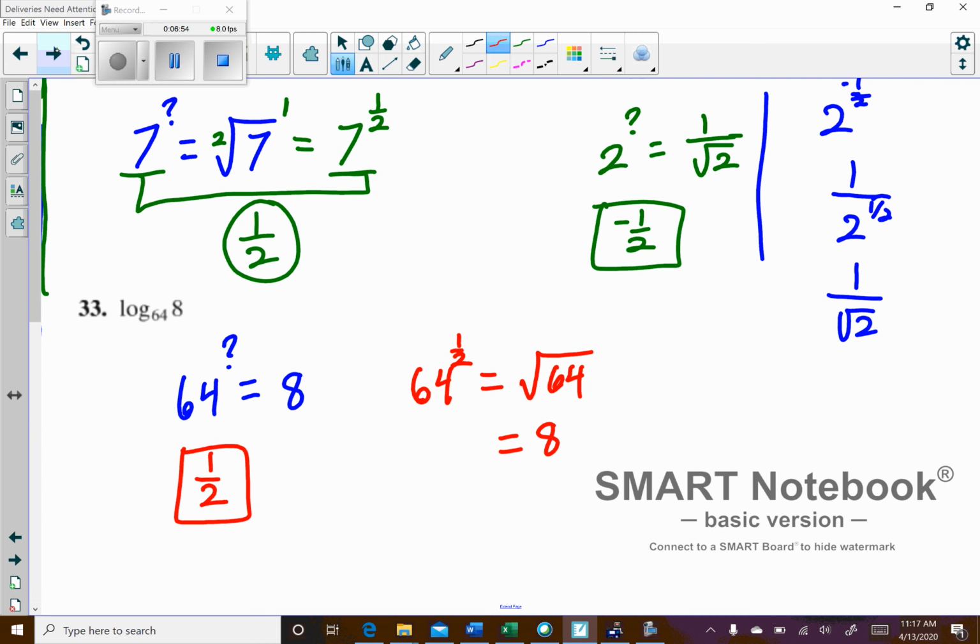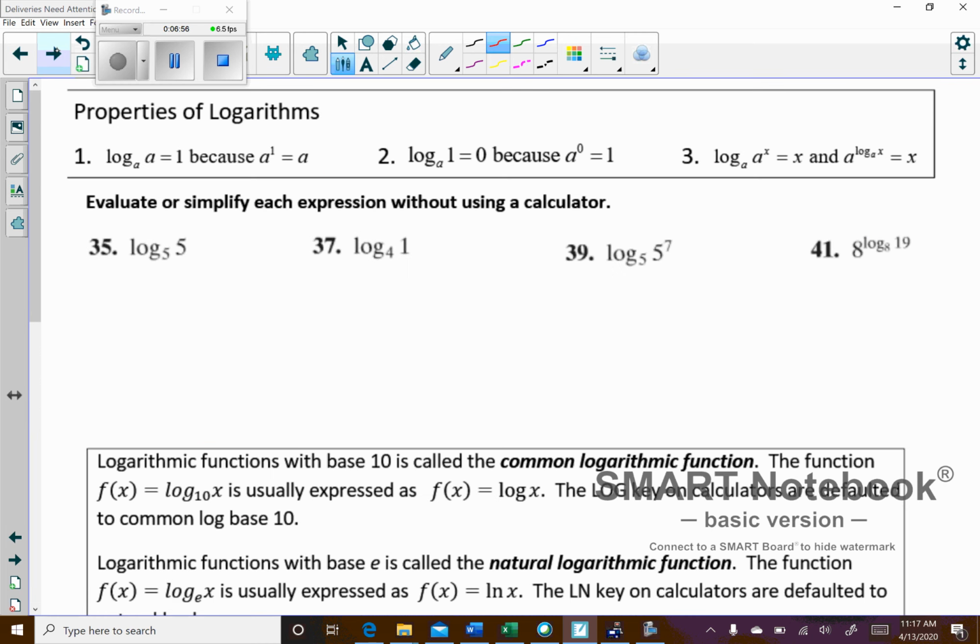Okay, here we're going to look at some of our properties, and these can help us whenever we're trying to manipulate these in a later section. Some of these are going to seem pretty obvious and others might not. But right here, if the base of what you're evaluating is the same, it automatically equals 1.